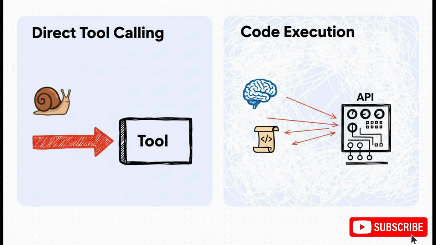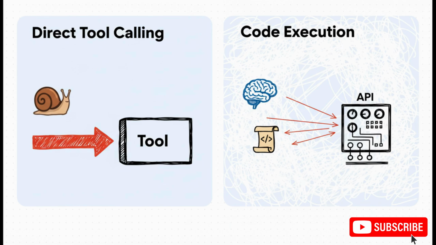The old way, right, was the AI model calling a tool directly. That's what caused all that token waste we talked about. The new way with MCP, the AI actually writes and runs little bits of code on the fly. So instead of just blindly calling a tool, it writes a quick script to talk to that tool's API.